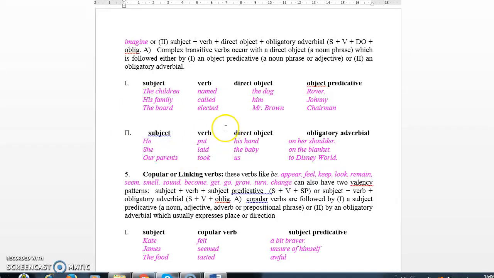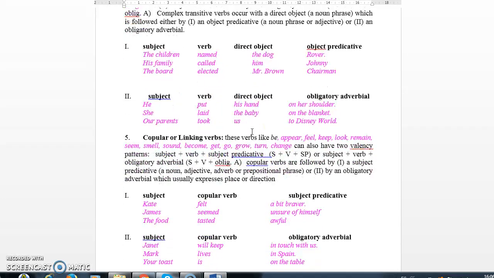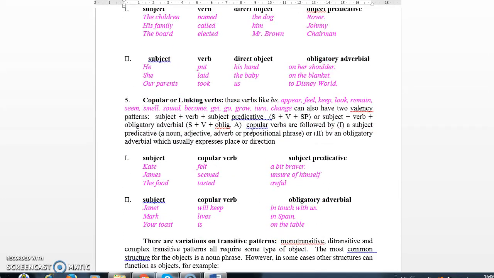Okay, the next form of the valency pattern is the copular or linking verbs. These verbs like be, which is the most important linking verb that you have. And here you have verbs like appear, feel, keep, look, remain. There you have a list of verbs that are copular or linking. And they have two valency patterns.